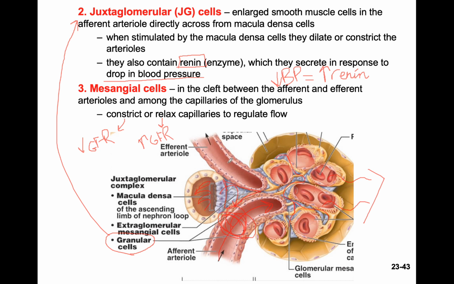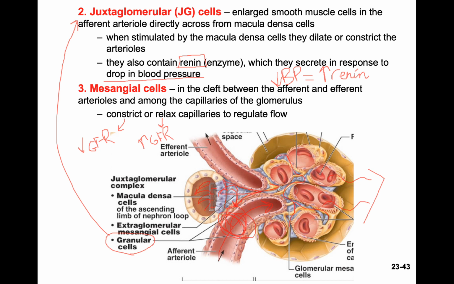So those are the three cell types that actually control autoregulation. And we call it autoregulation because they're self-regulating. These cells here, the macula cells, have their own sensors, and they're able to sense the concentration of fluid, send a signal to the JG cells, and send a signal to the mesangial cells to say, hey guys, you need to constrict, the GFR is way too high. Or, hey guys, you need to dilate, the GFR is way too low.